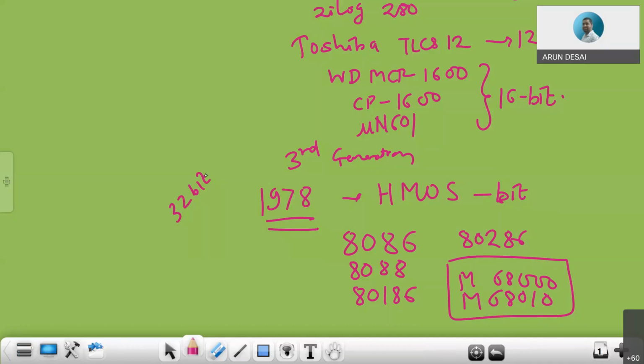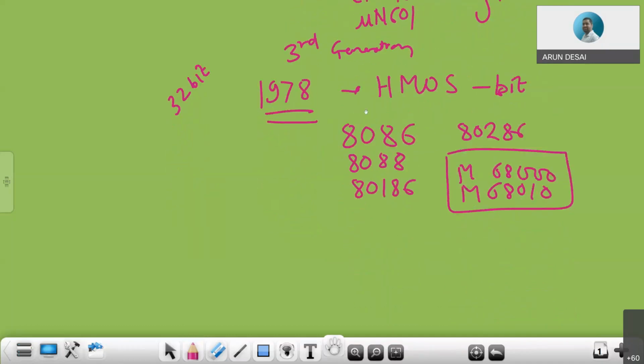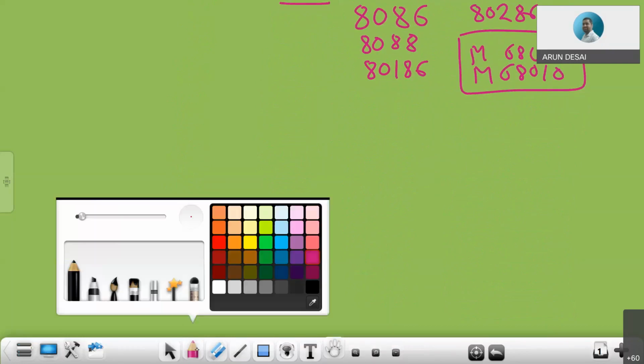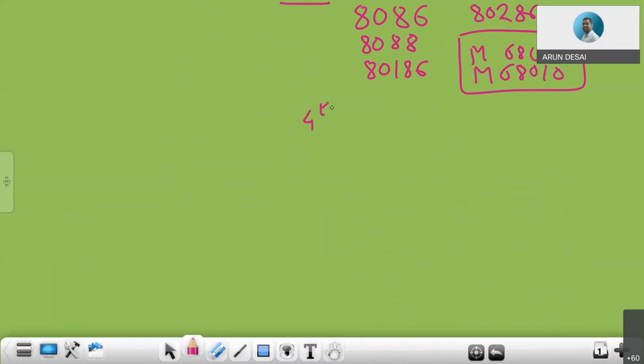Interrupt handling capacity is also added. IO, or input output addressing mechanism, is also higher than the previous generation, right? So this is all about third generation. Now, what is fourth generation?